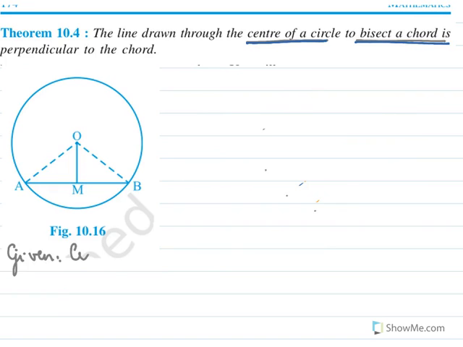So we'll say given circle with center O and radius R, AB is a chord, and a chord with midpoint M.